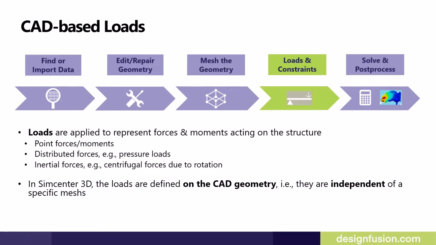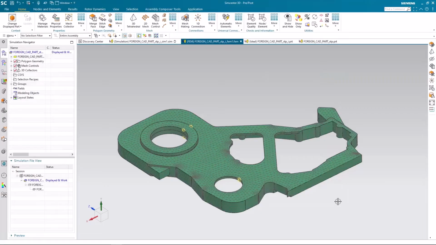In some assemblies or mechanisms, there are parts that are rotating, so they will create a centrifugal force. To represent that, we can use the inertia force. And the important thing is that in Simcenter, the loads are defined on the CAD geometry, and they are independent of specific mesh. So if there is some change later on in the geometry, it will automatically update. Let's move toward demonstration 3, to see how we can define load and boundary condition in Simcenter.